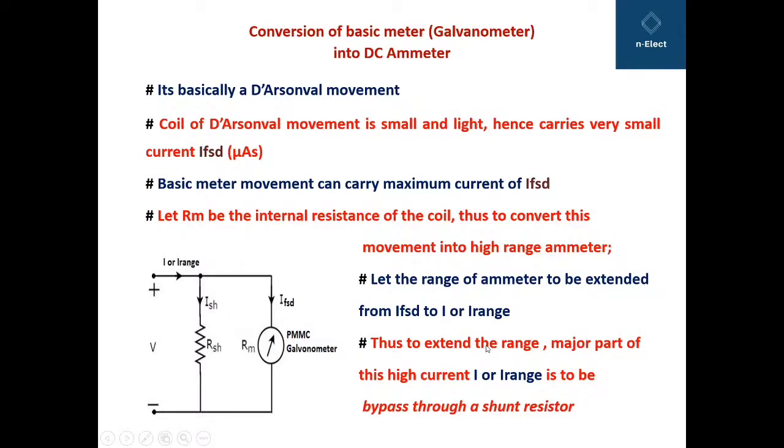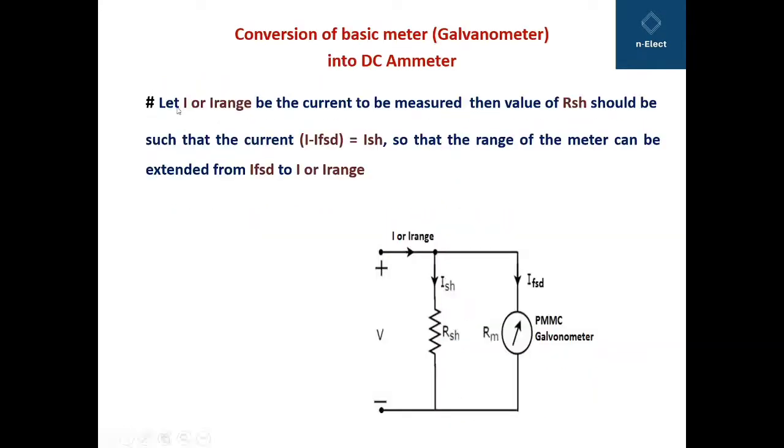Thus, to extend the range, major part of the current to which we are extending the range should be passed or bypassed through this RSH, that is shunt resistor, so that the maximum current flowing through the meter should not exceed IFSD, and it will not harm this meter anyway. So let I or I range be the current to be measured. Then value of RSH should be chosen in such a way that I minus IFSD equals ISH, so that the range of the meter can be extended from IFSD to I or I range.